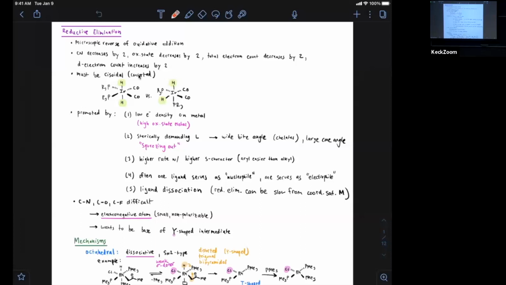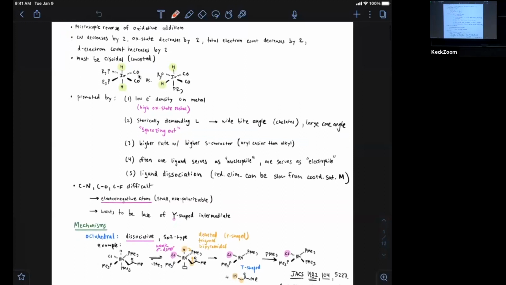So opposite to oxidative addition, now in a reductive elimination, you're spitting out an organic fragment and gaining two electrons from the two ligands that used to be bound. Thus, the coordination number is decreasing by two, the oxidation state is decreasing by two because of those two gained electrons, and the total electron count is decreasing by two. The d electron count, as we'll see through examples, increases by two, again, because you have two electrons that were ligand based that are now metal based.